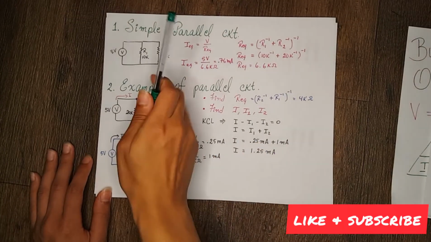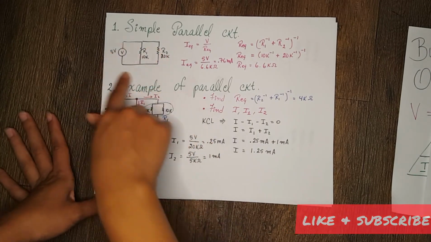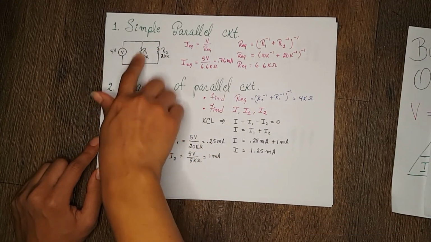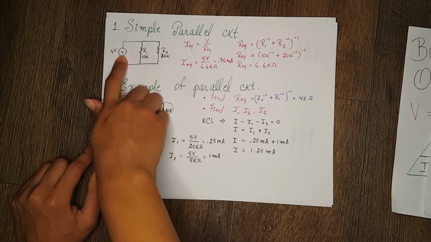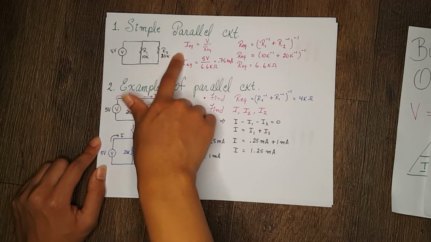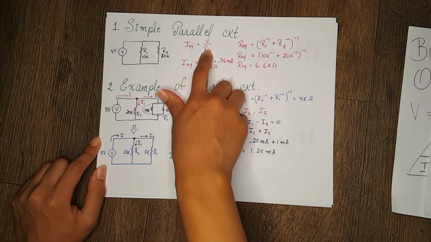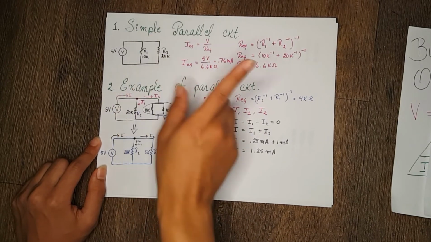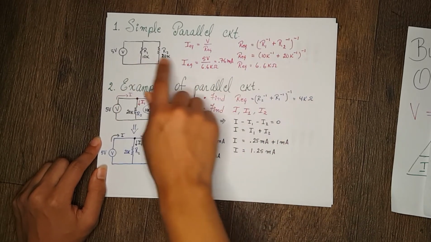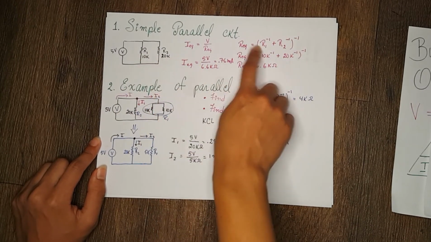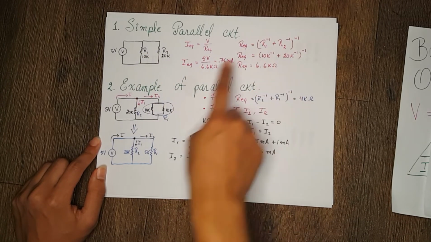So moving on to simple parallel circuits. Here we have a very simple parallel circuit with two resistors, R1 and R2, connected in parallel to a 5-volt source. So we can find an equivalent current based on the equivalent resistance. Now the equivalent resistance is not going to be the same as the series circuit. Now it's going to be an inverse. So R1 inverse plus R2 inverse, and all of it is going to be inversed again.